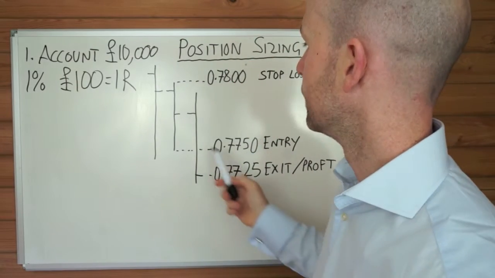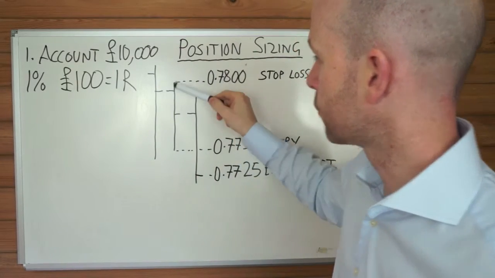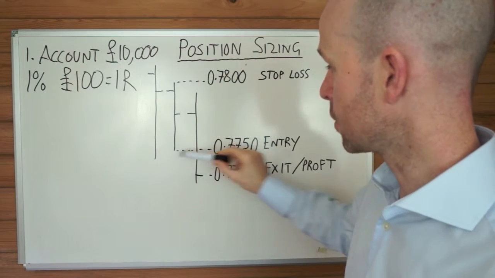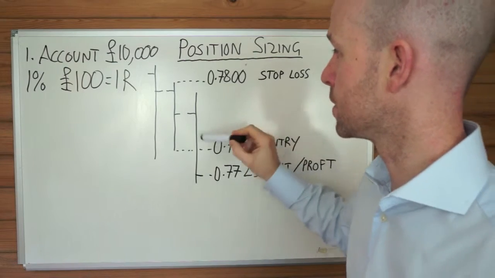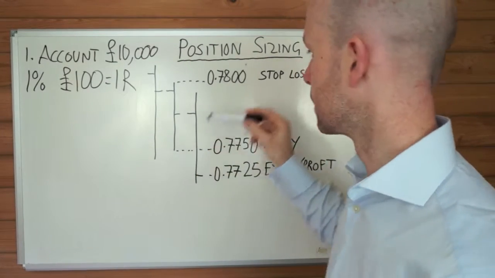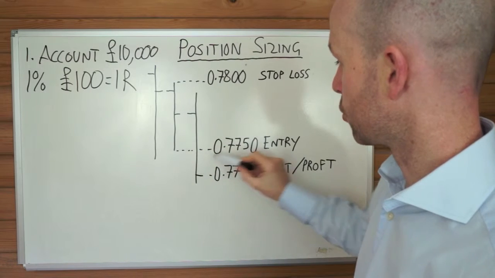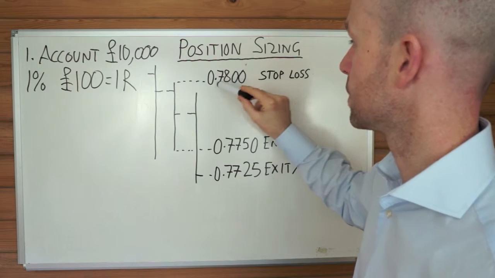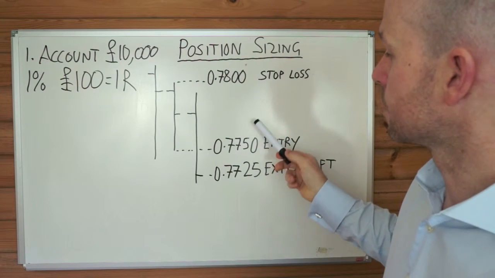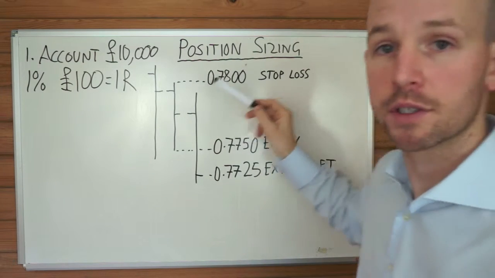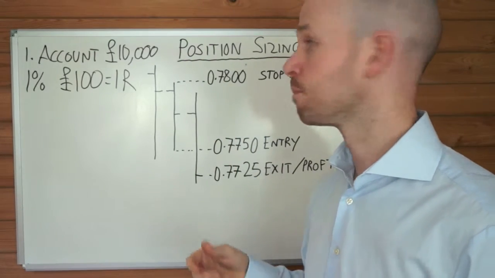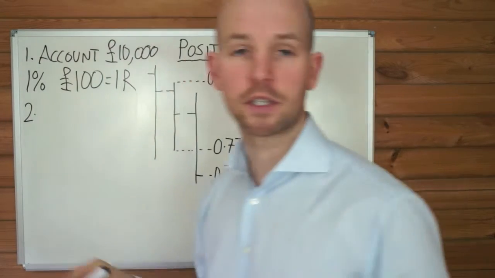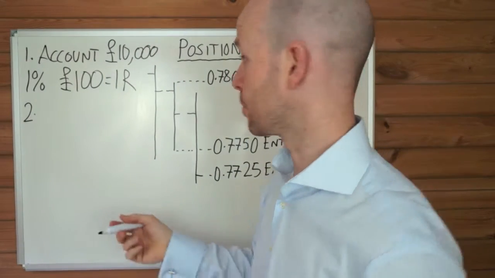Now, here we've got our inside day. This is going to be a short trade. I've just put on some typical Forex prices. So our entry point to go short is at 7,750 and our stop loss is at 7,800. Notice that that is 50 points difference. So our risk in points is the distance between the stop loss and our entry price.